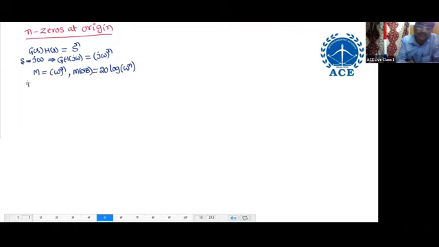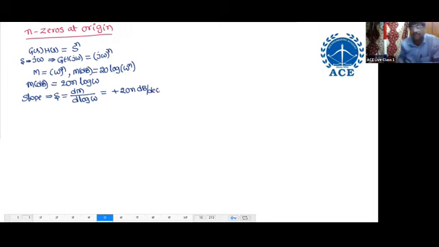Then this can be written as 20n log omega. Then find the slope. S equal to what? dM by d of log omega, that equals plus 20n dB per decade.